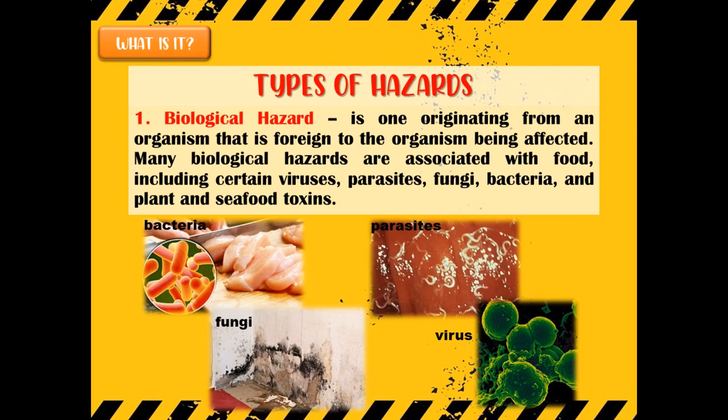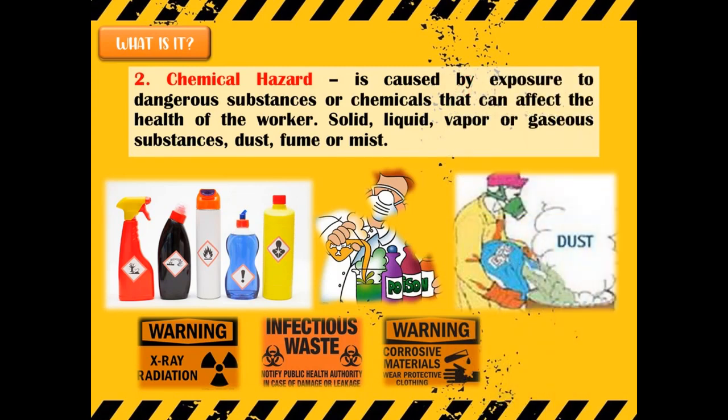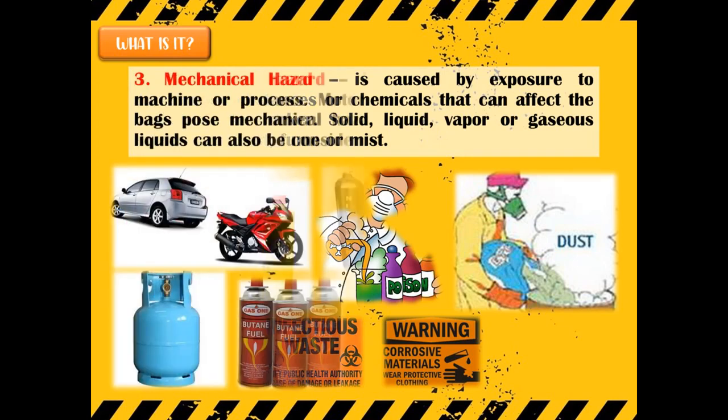The next one is virus. Virus is an infectious agent of small size and simple composition that can multiply only in living cells of animals, plants, or bacteria. Another type of hazard is chemical hazard. It is caused by exposure to dangerous substances or chemicals that can affect the health of the worker. Solid, liquid, vapor, or gaseous substances, dust, fume, or mist are examples of chemical hazard.